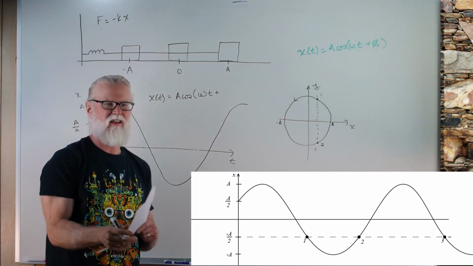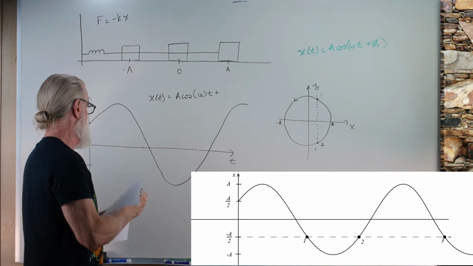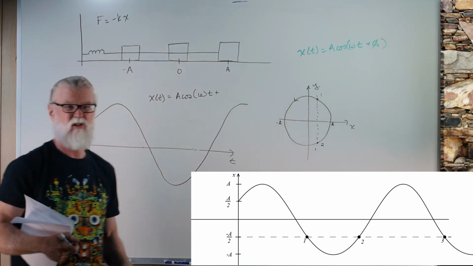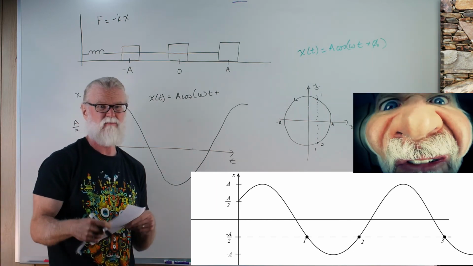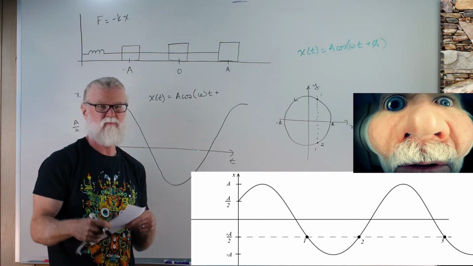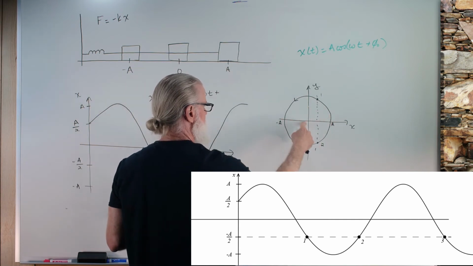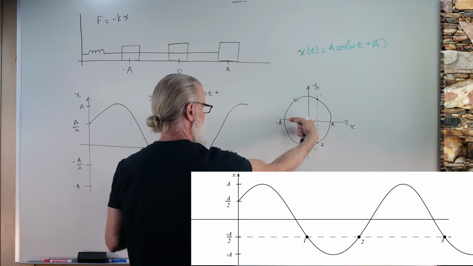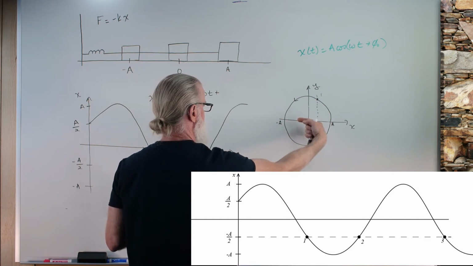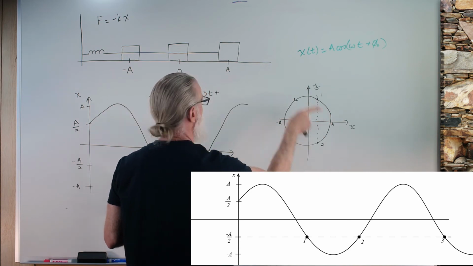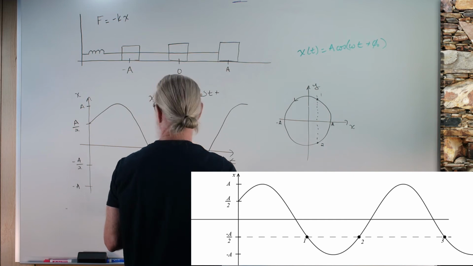So why don't you take a moment, see if you can think about that. Where is this thing right now? Is it at position 1 or position 2? Why don't you try and figure that out? Pause the video now. If it was at position 1, it's headed towards the equilibrium position, right? That means it's going this way. If it's at position 2, it's going this way, headed towards its maximum amplitude.